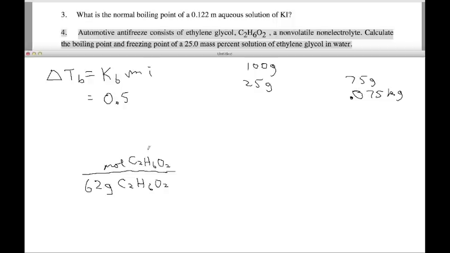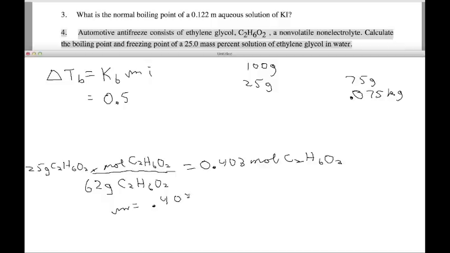I'm going to interrupt here. So you had to do a unit conversion to figure out how many moles of ethylene glycol you have. What exactly did you write down to do that unit conversion? I put 100 grams. It should be 25. That's right. Okay. So 25 divided by 62 is actually 0.403 moles. So 0.403 divided by 0.075, that is equal to 5.73 molal.